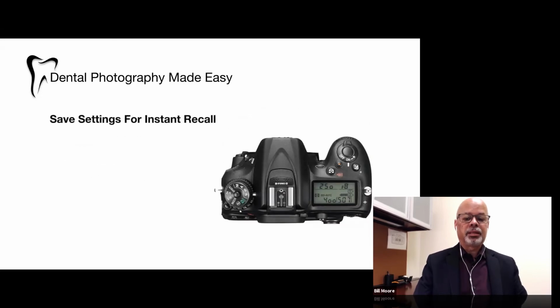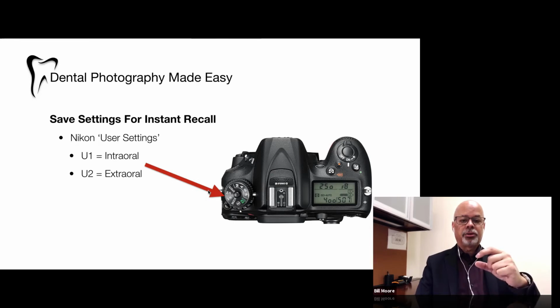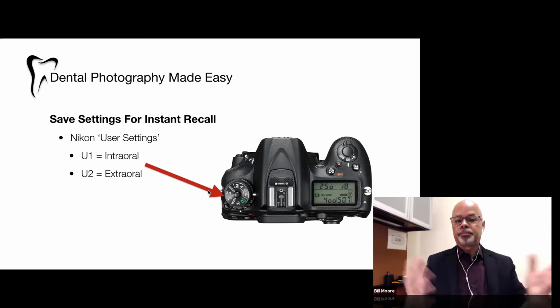And the reason that this is so easy is because this camera, which is why I recommend it, has this dial on top that has these two positions, U1 and U2. So you can dial in all the intraoral settings, save them to position U1, then dial in the extraoral settings or the headshot settings to U2. So if you're doing intraoral images, you just turn that dial to U1. If you're doing extraoral images, you just turn it to U2.